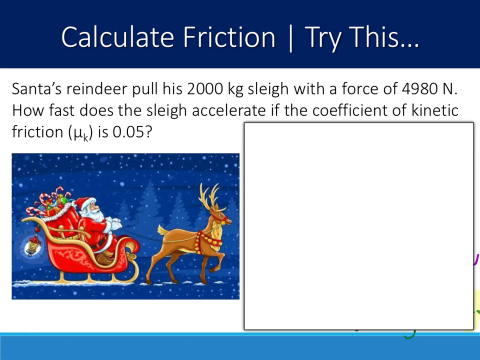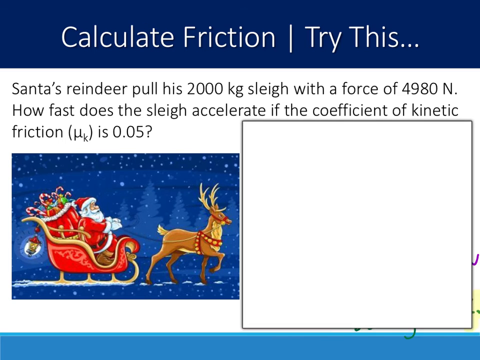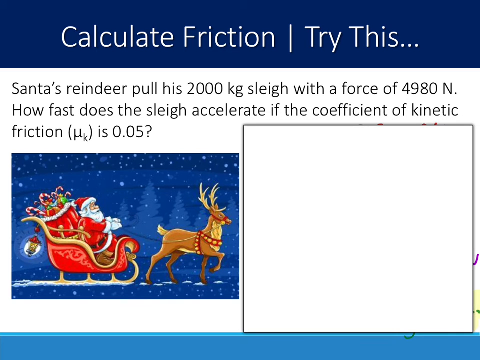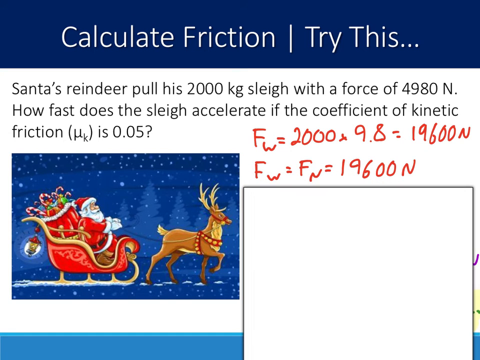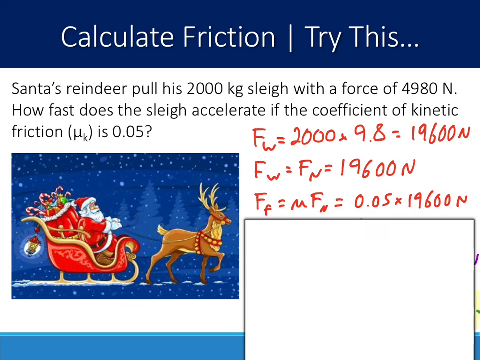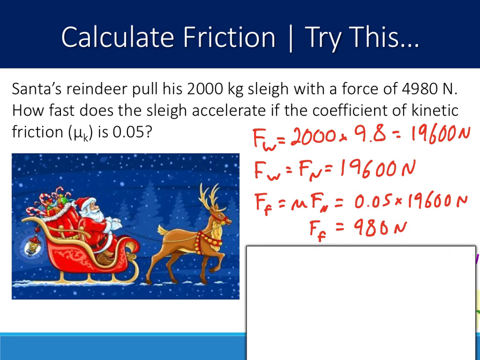All right, so back to Santa, and he's still pulling that sled, and we know the force that he's pulling at is 4,980 newtons. We want to know how fast the sleigh accelerates if the coefficient of kinetic friction is 0.05. Once again, we're going to go back to that idea of calculating weight. Using our free body diagrams, we know the weight is equal to the normal force. Now that force of friction we can calculate by taking 0.05 times 19,600, and we get about 980 newtons of frictional force.